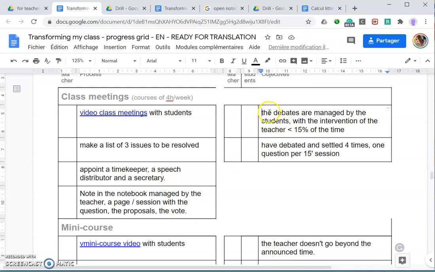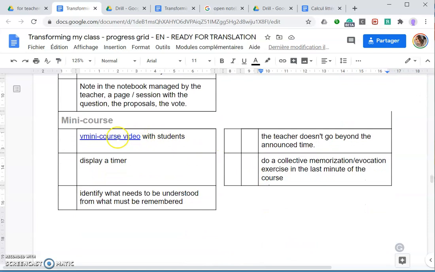One objective is that the debates are managed by the students with very little intervention of the teacher. That would be good. And another one is that you can successfully address one question with votes and a decision in 15 seconds. And you did that 4 times, so 4 meetings. Okay.